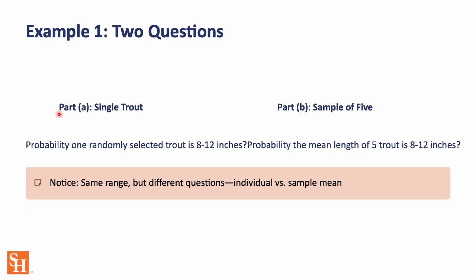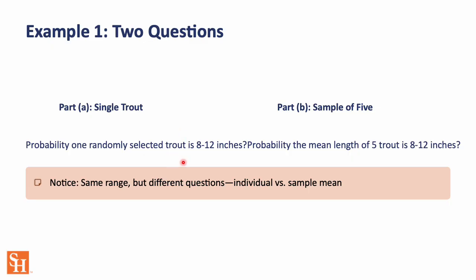Now let's talk about two individual problems. For the first problem, we are dealing with a single trout, and for the second problem, we are dealing with a sample of 5 trout. Our first question is finding the probability that a randomly selected trout length will fall between 8 and 12 inches. For the second question, our goal is to find the probability of the mean length of 5 trout being between 8 and 12 inches. So the first one is the probability for an individual trout length, and the second is the probability of the mean of 5 trout lengths.